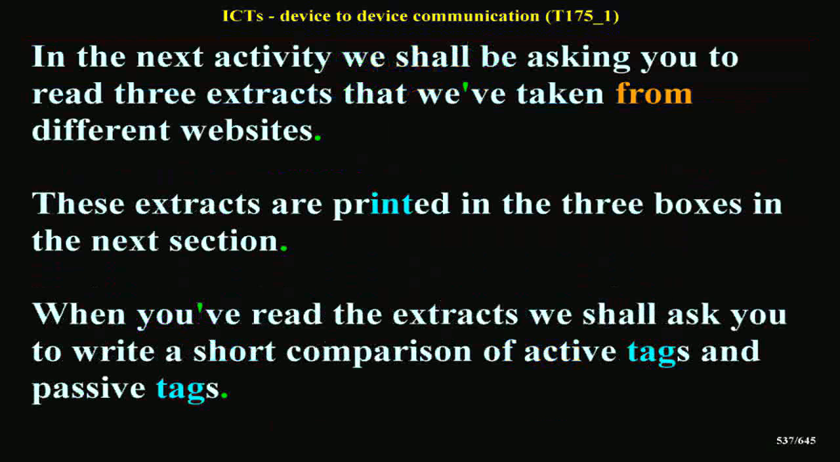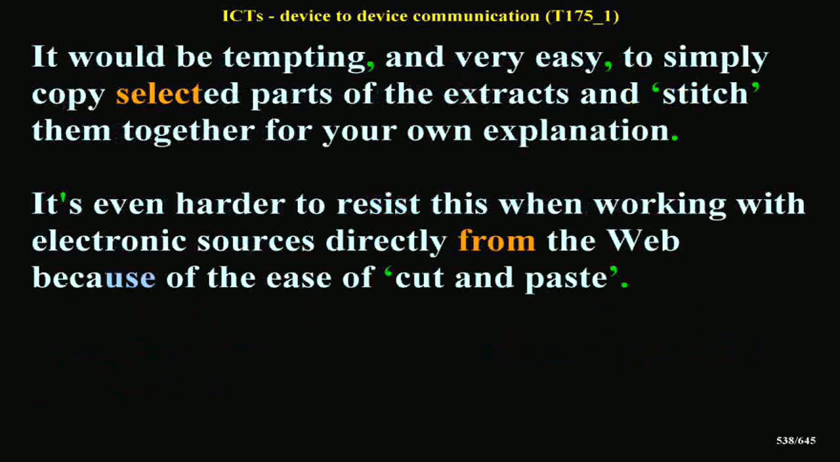In the next activity we shall be asking you to read 3 extracts that we've taken from different websites. These extracts are printed in the 3 boxes in the next section. When you read the extracts we shall ask you to write a short comparison of active tags and passive tags. It would be tempting, and very easy, to simply copy selected parts of the extracts and stitch them together for your own explanation. It's even harder to resist this when working with electronic sources directly from the web because of the ease of cut and paste.